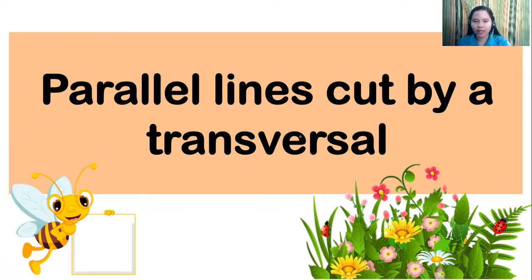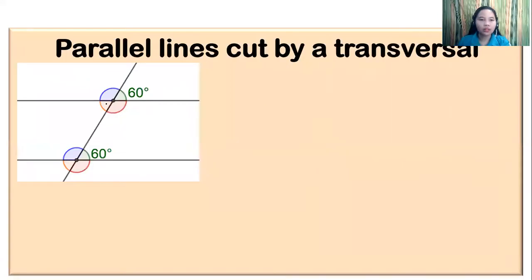Next. How about the parallel lines cut by a transversal? Given parallel lines cut by a transversal, let's say we have line 1 and line 2, and then we have the transversal. Let's say this is angle 1, angle 2, 3, 4, 5, 6, 7, and 8. So we have 8 angles formed by parallel lines cut by a transversal. Angle 2 measures 60 degrees, while angle 6 is also 60 degrees.